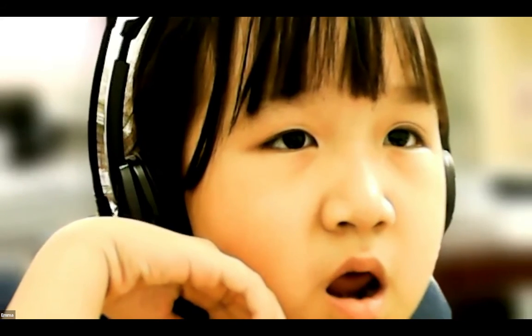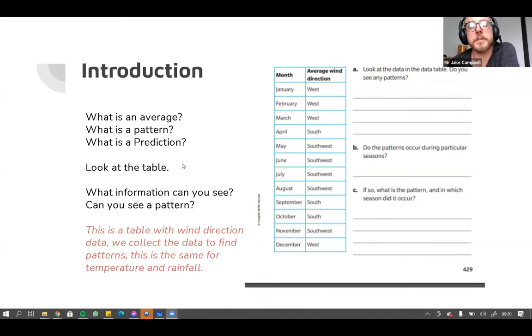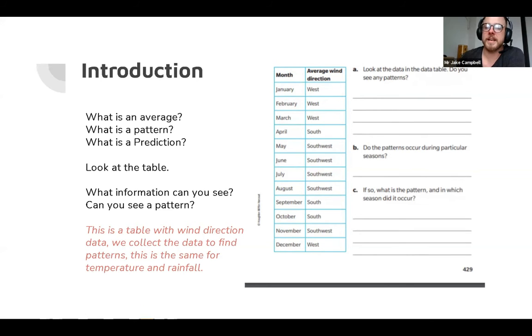Yeah, the average temperature there would be 20 because it's the number exactly in the middle. Okay. So try and remember that when we move on with the class. Here, we know what an average is, we know what a pattern is, we know what a prediction is. So first, can you describe the table to me? Okay, Lee Kang, go ahead.